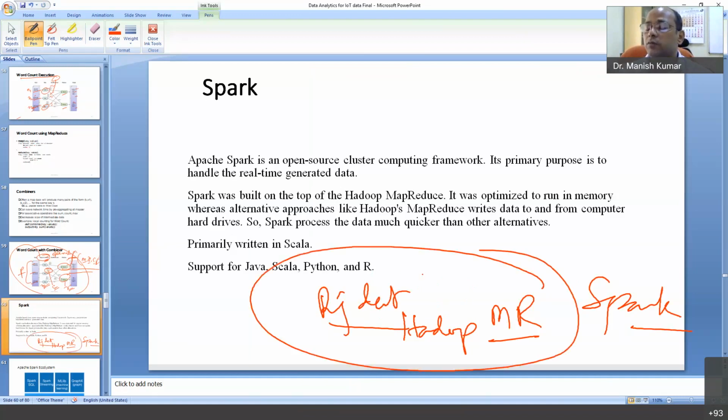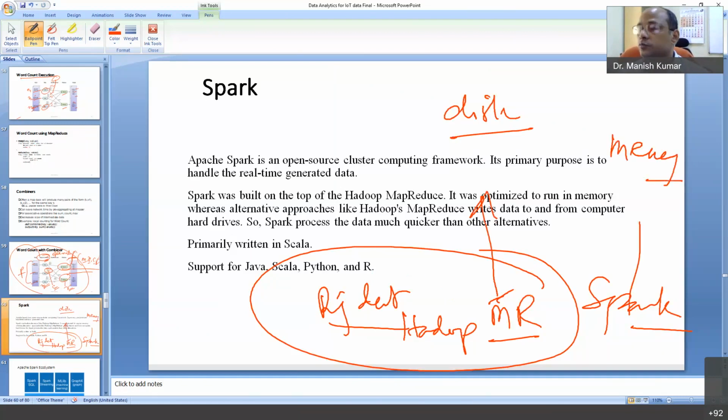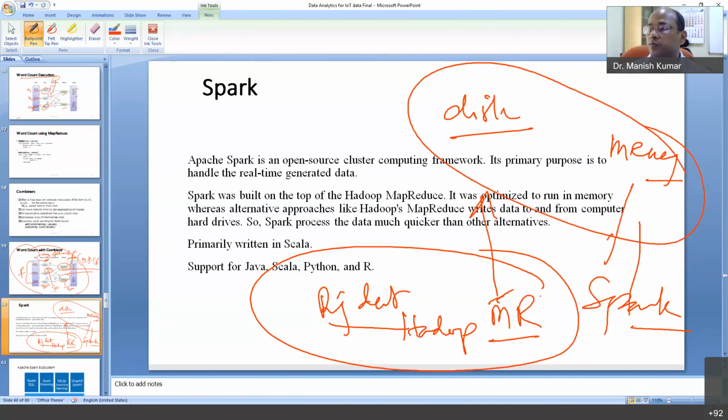Obviously, as far as big data processing is concerned, MR can do it. But MR has some limitations: it is disk-based, working on disk throughput, whereas Spark works on memory. So obviously, comparing these two, Spark will always be faster.